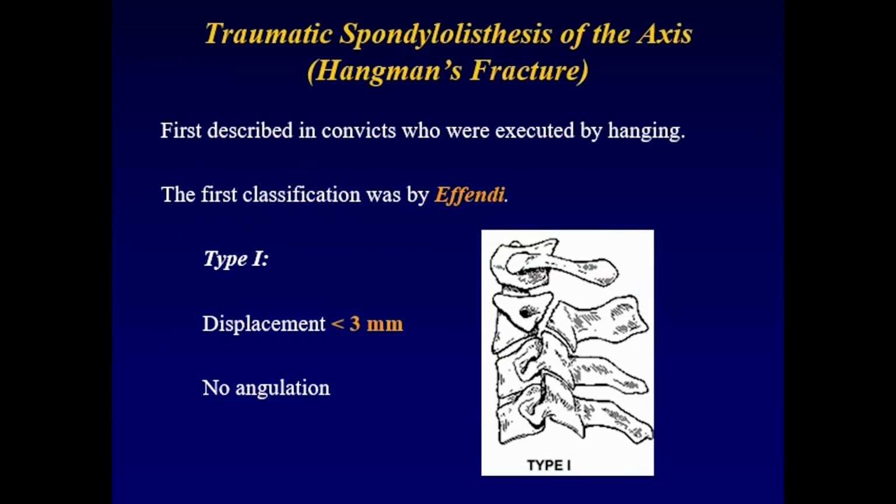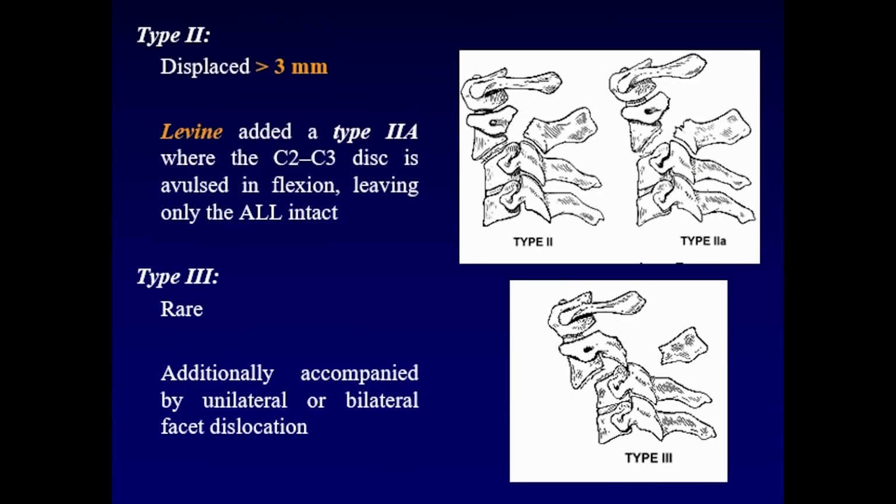Hangman's fracture was first described in convicts who were executed by hanging, and it was first classified by Effendi into 3 types. Type 1 with displacement of less than 3 millimeters and no angulation. Type 2 where the displacement was more than 3 millimeters, and later Levine added a type 2A where the C2-3 disc is avulsed. Type 3 is quite rare and it has an additional unilateral or bilateral facet dislocation.